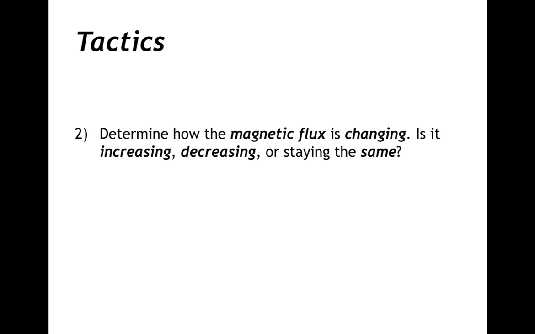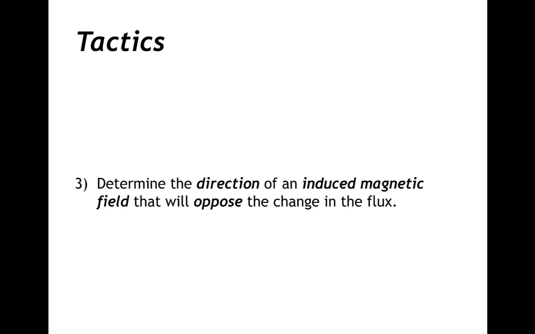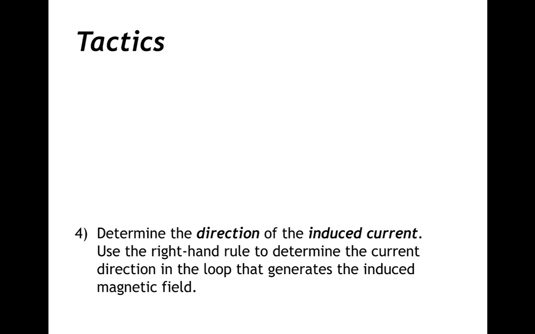Depending on our answer to this question, we'll need to be able to determine the direction of an induced magnetic field that will oppose the change in the flux. And finally, we'll determine the direction of the induced current. To do that, we'll use the right-hand rule to determine the current direction in the loop that generates the induced magnetic field. So let's apply these tactics to the following example.